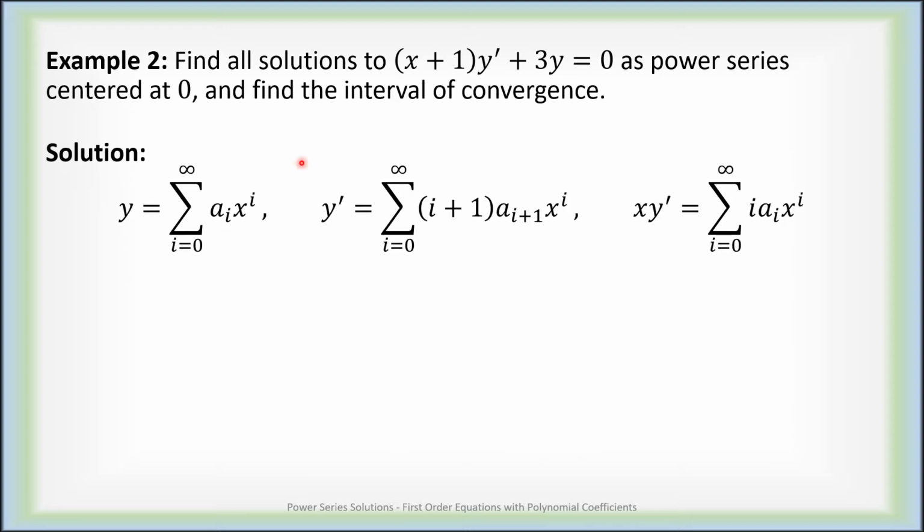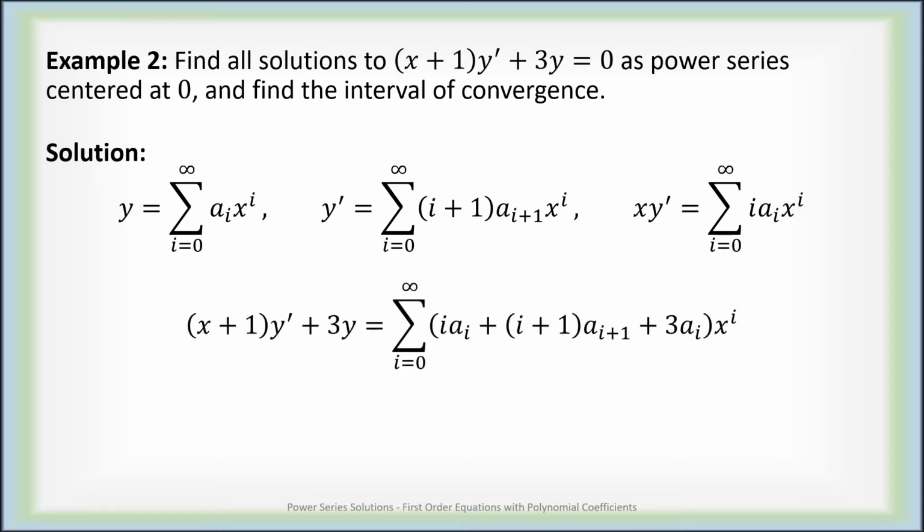So we've determined that if we assume y has this power series representation, then y prime can be written here and xy prime written like this. And notice that all terms here have an x to the i, where i is the index of the sum, and also conveniently, the index in all three cases goes from 0 to infinity. So I can add all of this up.